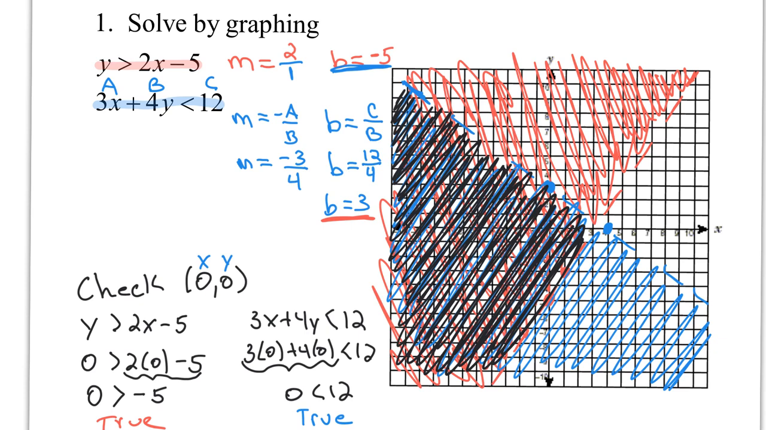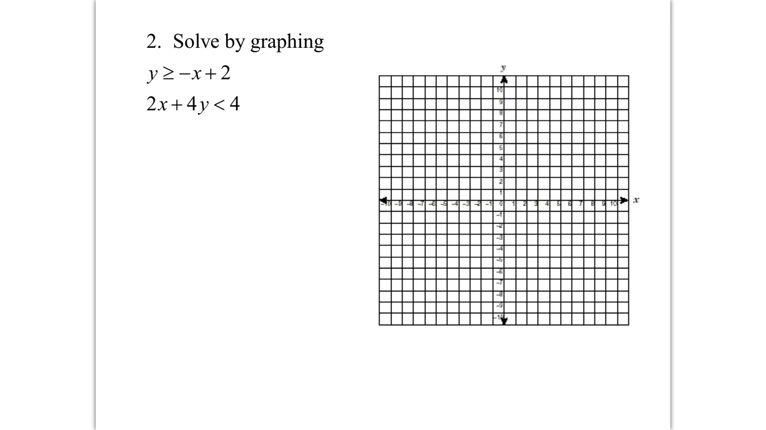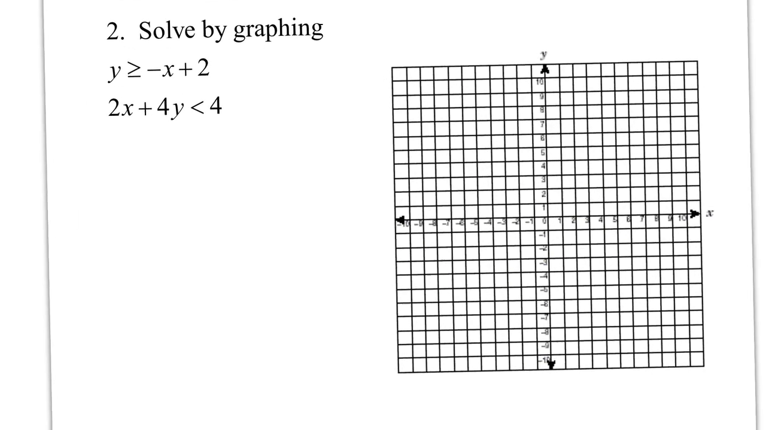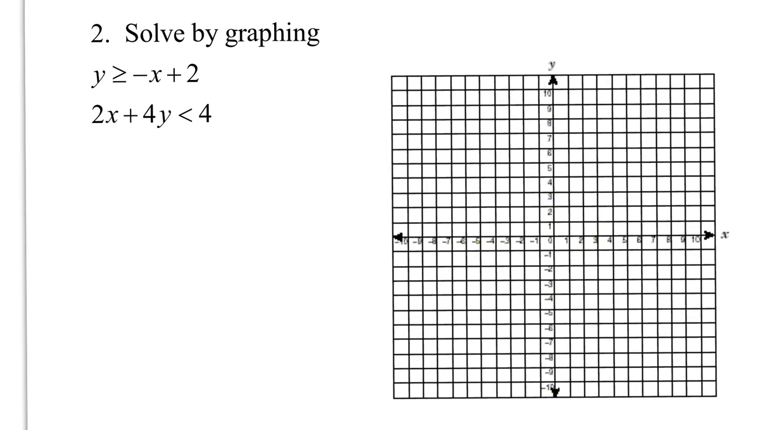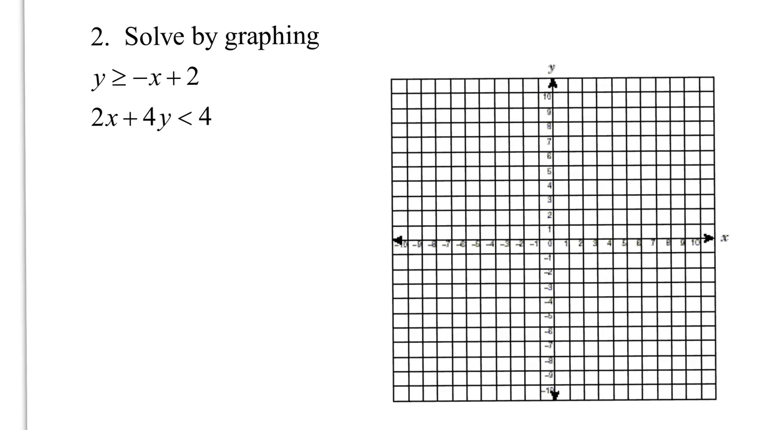Okay, let's try another one. Notice this one, same idea. You guys need to find the slope and the y-intercept, and then you check what side to shade. The top inequality, we do have the y by itself, so I can find the slope, I can find the y-intercept. The bottom is standard form. The x and the y are on the same side, so I'm going to use the little shortcut to find the slope and the y-intercept.